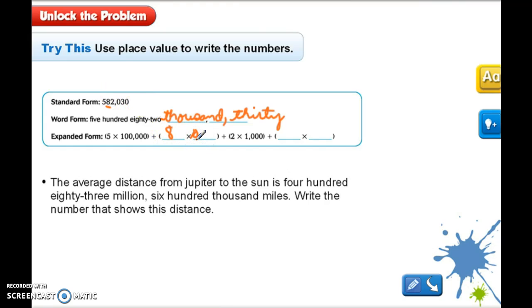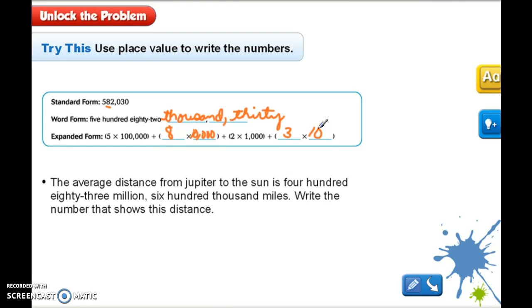My space isn't very big. Hopefully you can fit it in your space better than I can. Then they did the 2,000 for us. 2 times 1,000. And what does that leave? We don't have anything in the hundreds, so we're not going to put that in our expanded form. Do we have something in the tens? Yes. So we're going to have 3 times 10. And then we don't have anything in the ones place.